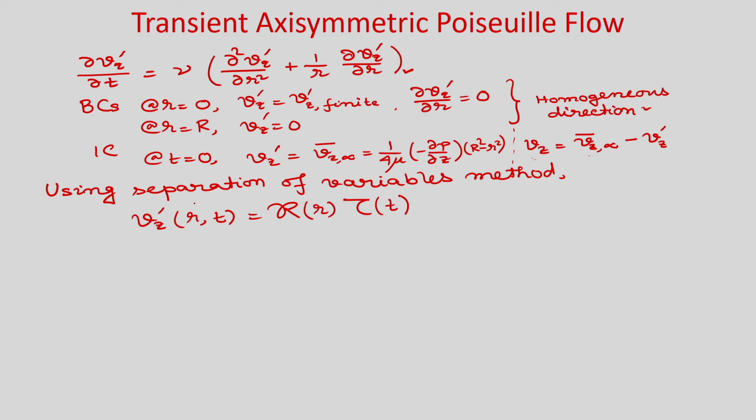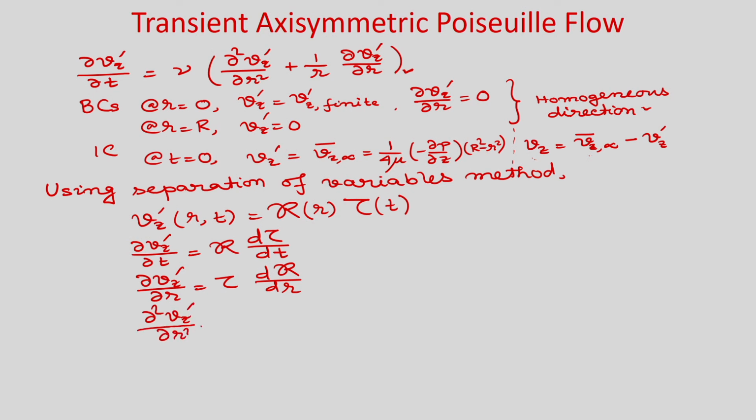Okay. So now you find ∂b_z'/∂t equal to R dτ/dt, because τ is a function of t, so we write an ordinary derivative. And ∂b_z'/∂r will be τ dR/dr, and ∂²b_z'/∂r² will be τ d²R/dr². Okay. So now all these terms you put here.